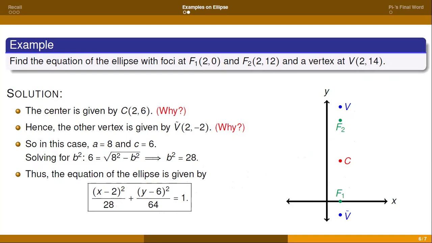So again, as you can see, the strategy here is quite similar to the first one, but instead of the center, we are instead given a vertex.